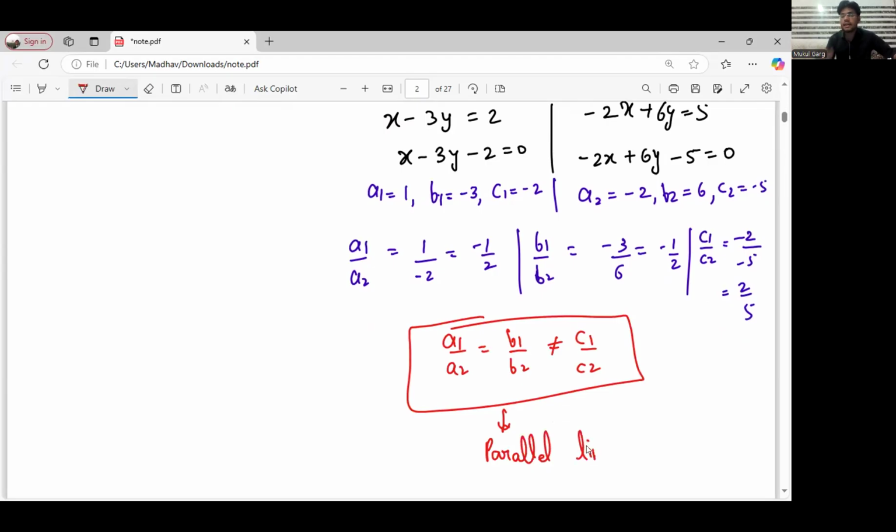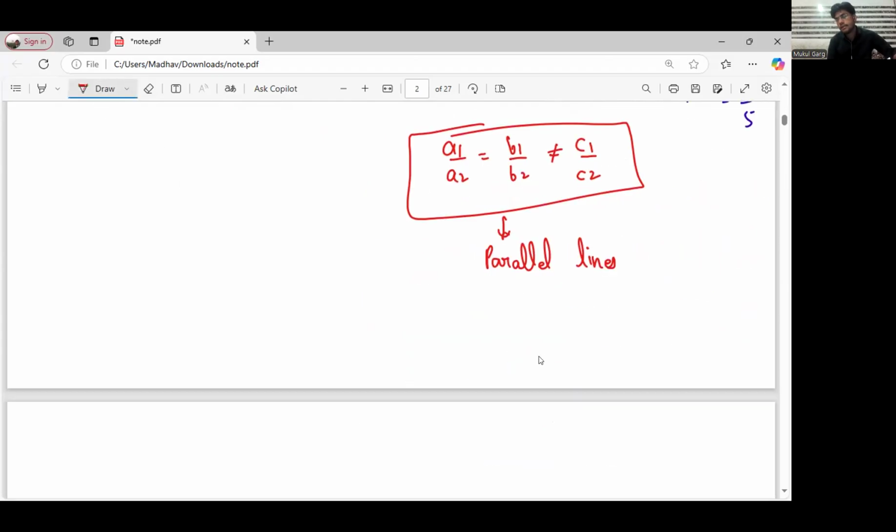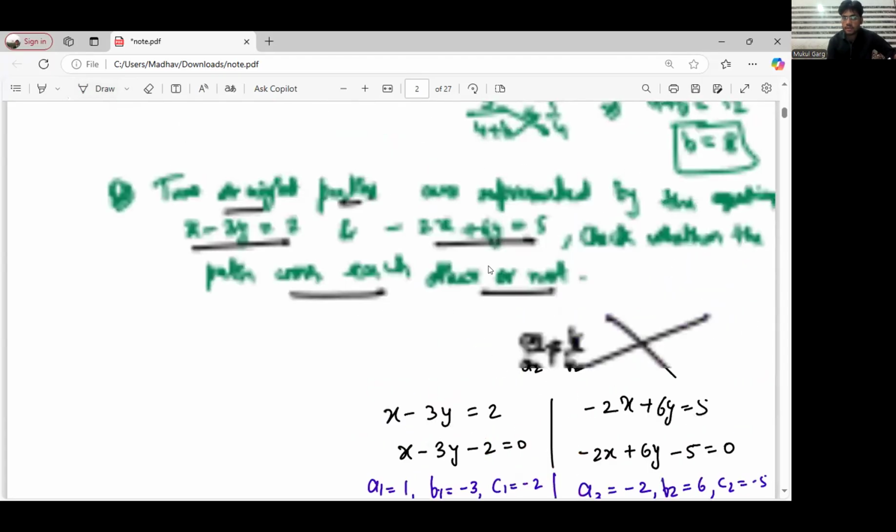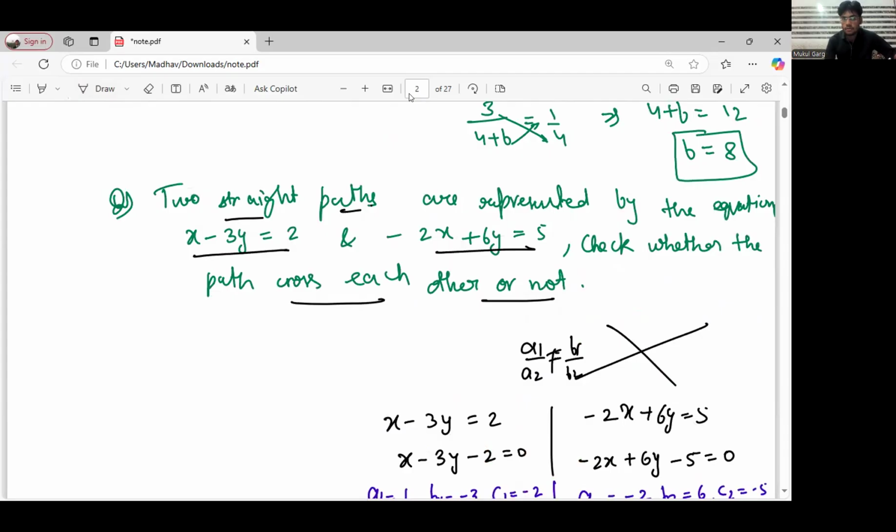And we all know that parallel lines never meet each other. So therefore, these two paths are never going to cross each other. These two paths will look like this. Parallel, they will never touch each other. Okay? These two paths are never going to touch each other. So the roads will not cross each other. That will be the final answer.